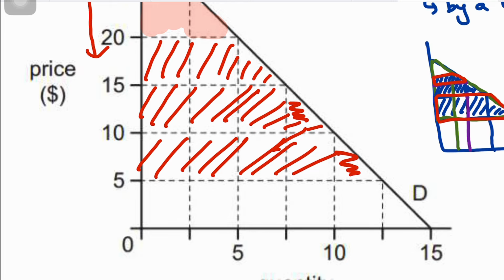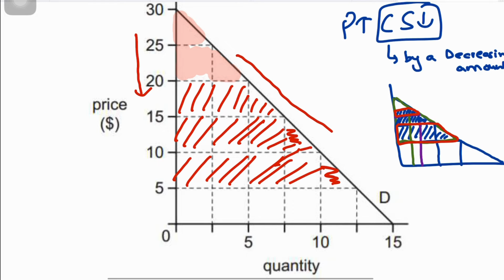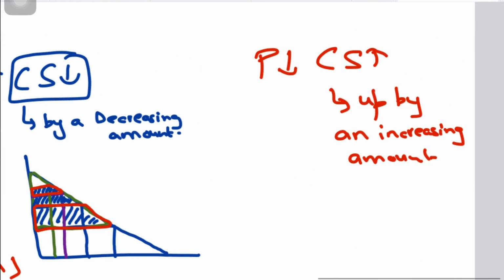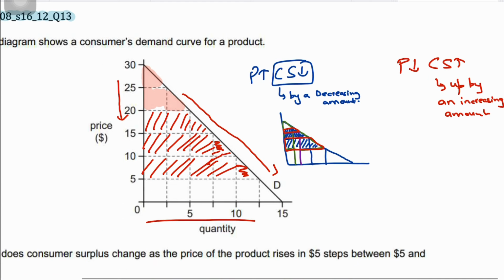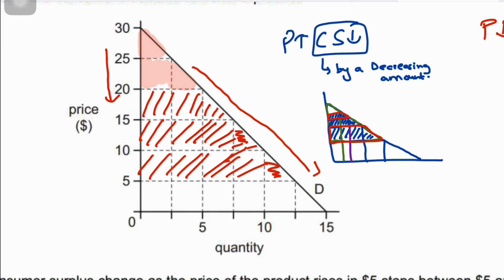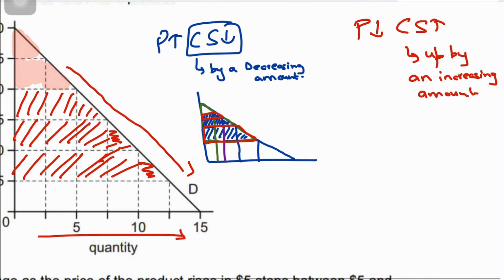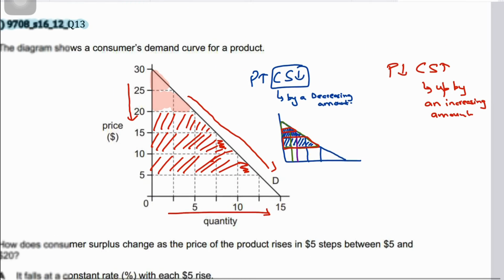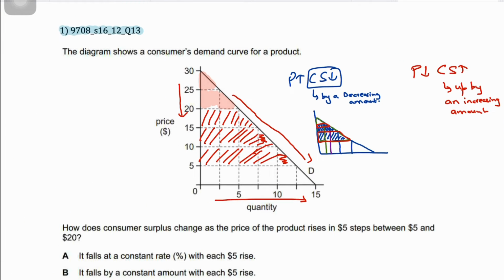So as you're going down the curve, your quantity is increasing, and the reason why the consumer surplus is going up by an increasing amount is because you're moving away from the origin. Moving away from the origin in terms of quantity means that your consumption is going up. So the welfare is going up, but each time it goes up by an increasing amount. That's the intuition behind one way to think about why this logic exists, right, guys?